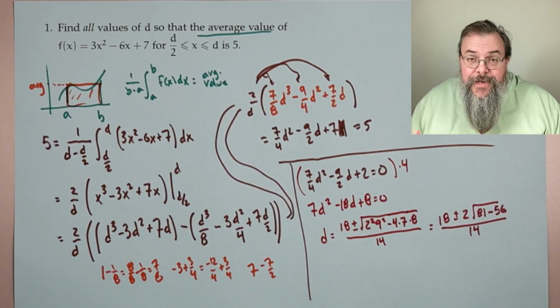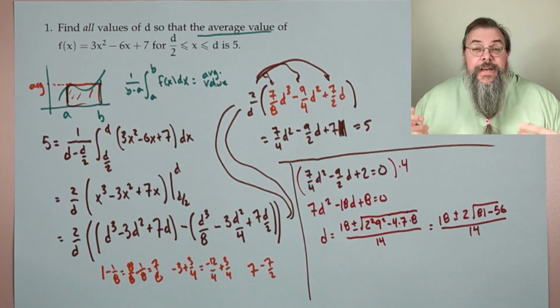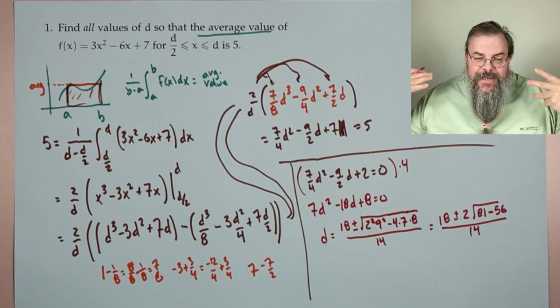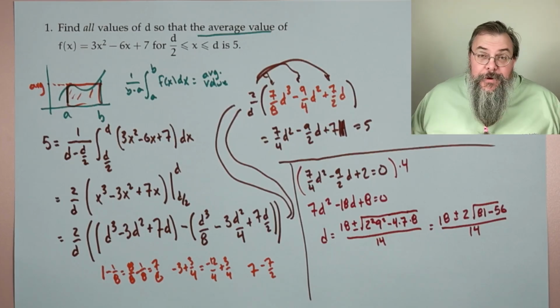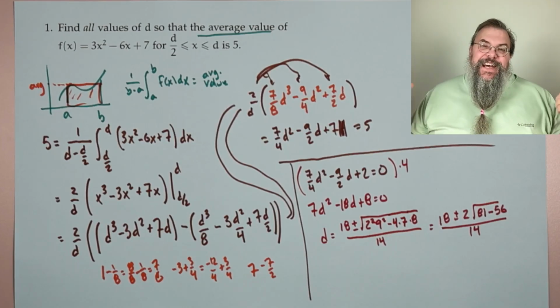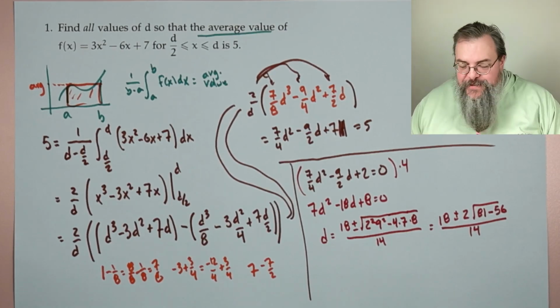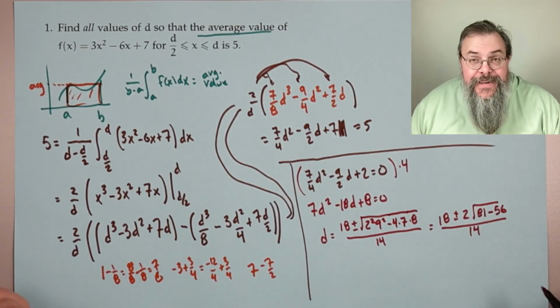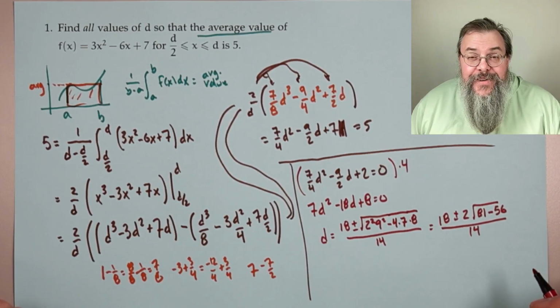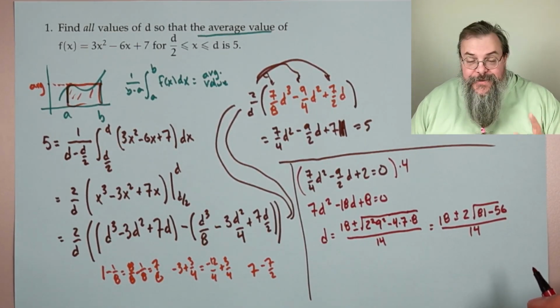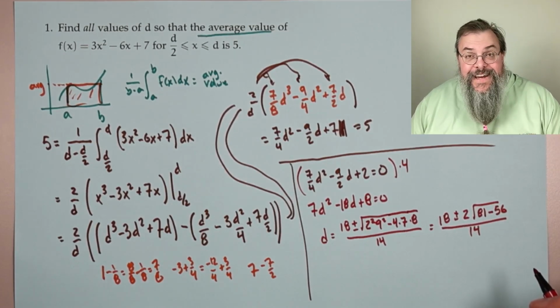Now, 81 minus 56, if we've lived a good, clean algebra life, will be a nice number. Or maybe if we assume that our instructors love us, but of course they do. They're the coolest people, those math instructors. Can you see what 81 minus 56 is? 25. And the square root of 25 is nice.